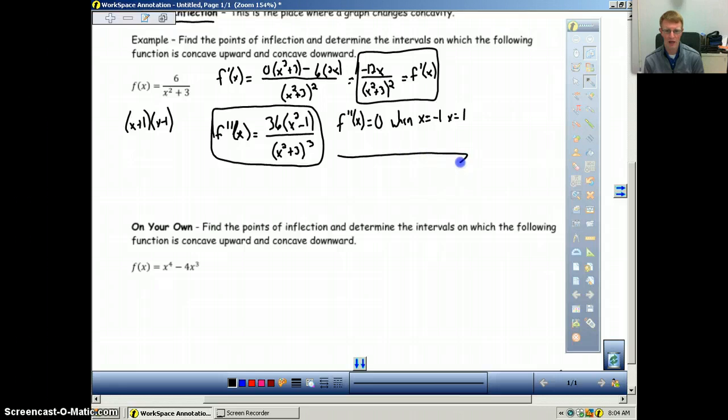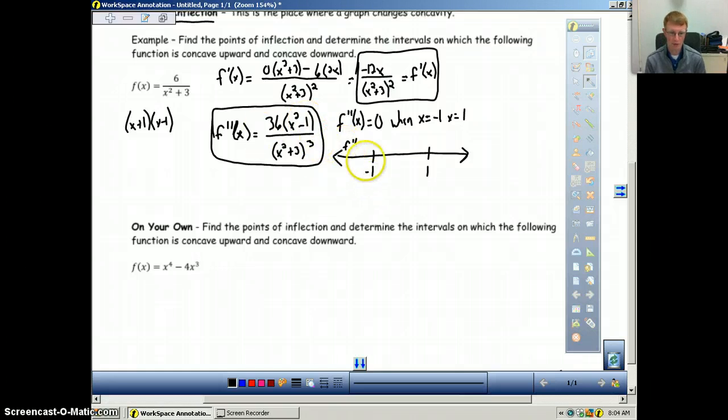So what's going to happen here is we're going to do our number line exactly the way we did when we did our maxes and mins, except now we're going to use f double prime instead. So we're going to plot negative 1 and positive 1, and then we're literally going to plug in values into our second derivative. I'm going to plug a value to the left of negative 1 into our second derivative. If it's positive, then it means it's concave up. If it's negative, then it means it's concave down.